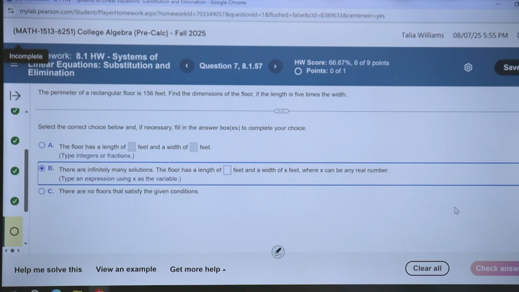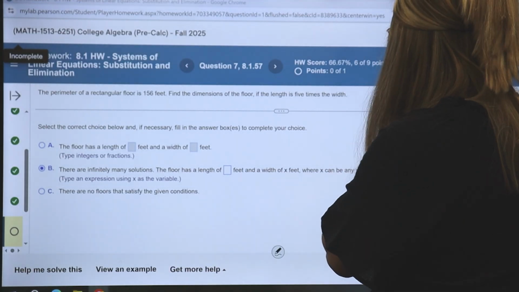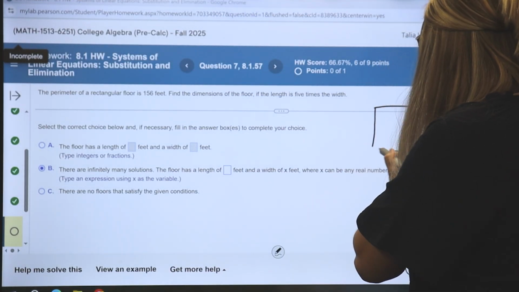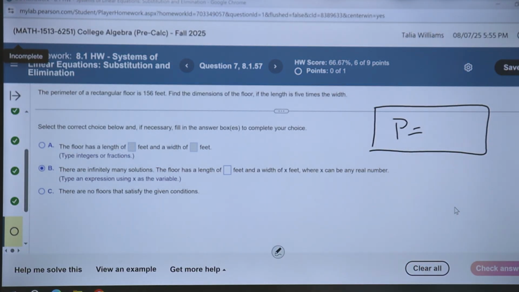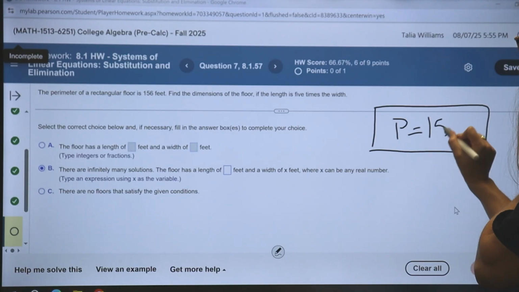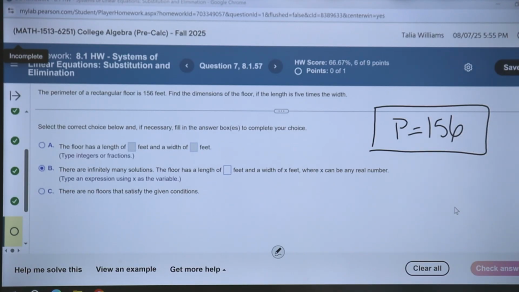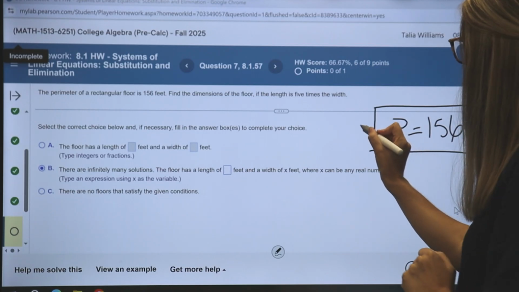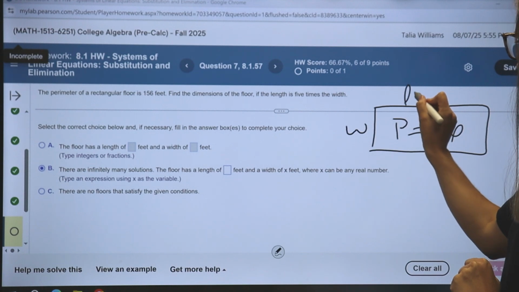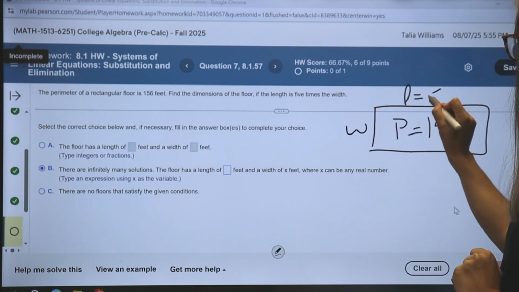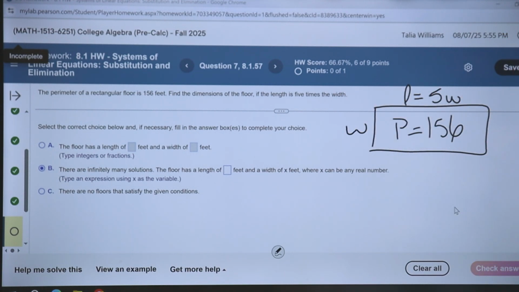The perimeter of a rectangular floor, so we have a rectangular floor. The perimeter of this floor is going to be 156 feet. Find the dimensions of the floor if the length is 5 times the width. So we have our width, and our length is 5 times the width.